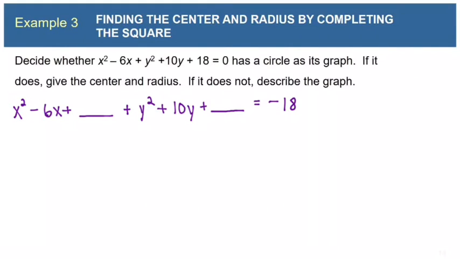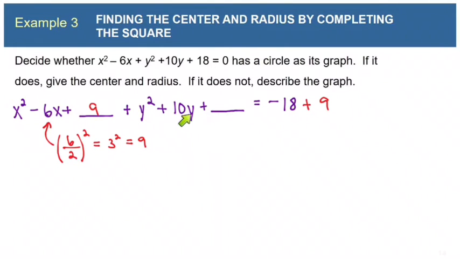Okay, now to complete the square, what we're trying to do is force a trinomial here that can be factored into a squared binomial. So the way to figure out what we need here is to take half of this term and square it, and that's going to give us 9. So I'm going to add 9 to both sides.